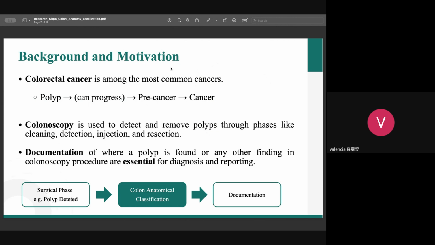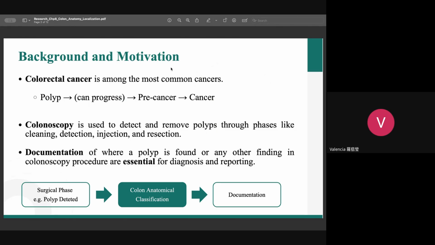This is to detect and remove the polyps through the phases of cleaning, detection, injection, and resection of the polyp. For this research, I didn't do polyp detection. I do colon anatomical classification. I do this because there is still significant lack of documentation about where the polyp is located; it is very rare in research. So for now, the focus is documentation of where the polyp or any other finding is found in the colonoscopy procedure, which is essential for diagnosis and reporting.